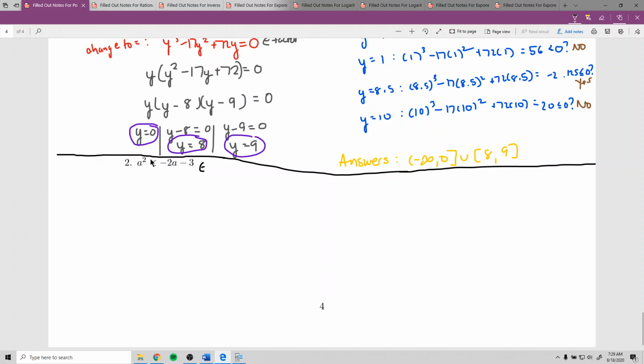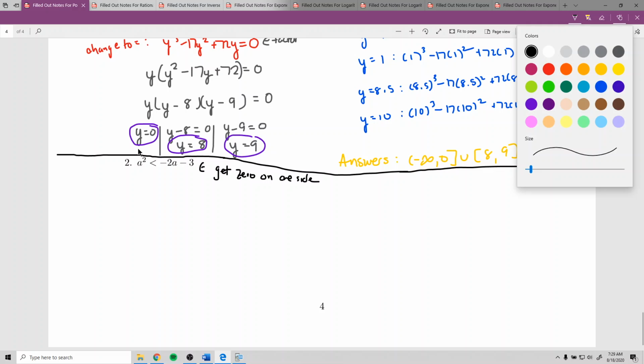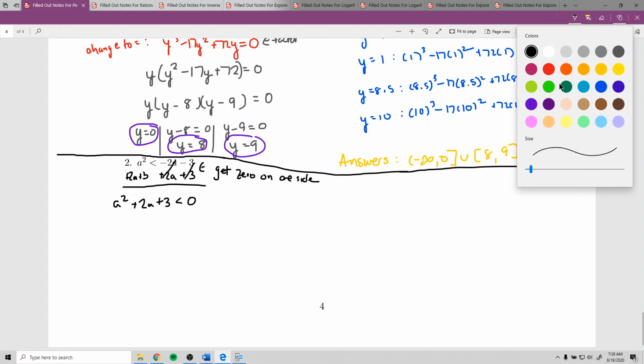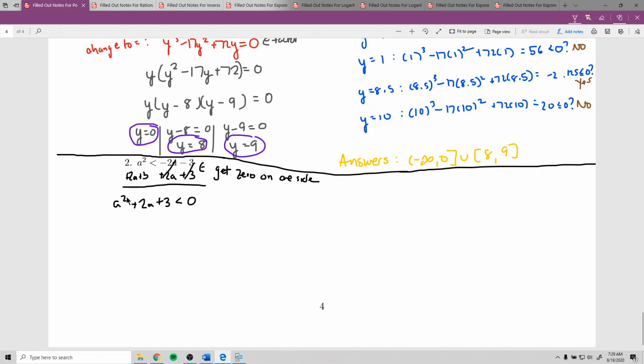All right, so first thing we want to do, we have our inequality, which means we want to get 0 on one side. Right, best way to do that, I'm going to add the 2a and 3. You could subtract the a squared on each side. The reason why I don't is I always prefer to have the leading term, because that's where the highest power is, to be positive. Okay, so we've got a squared plus 2a plus 3 is less than 0.